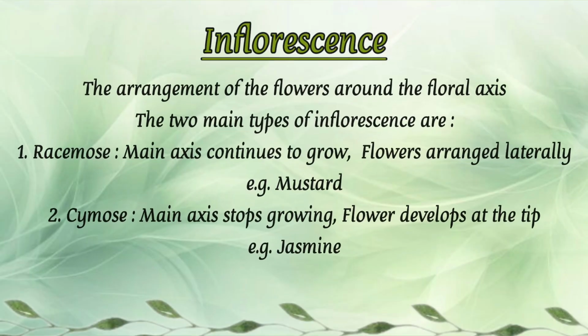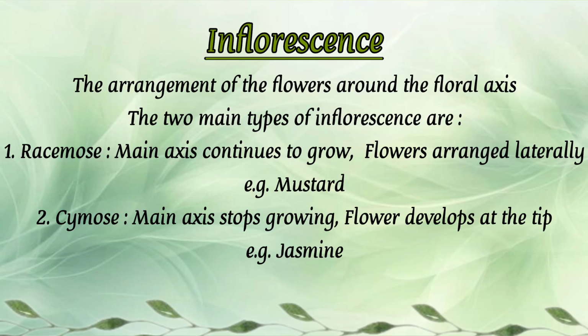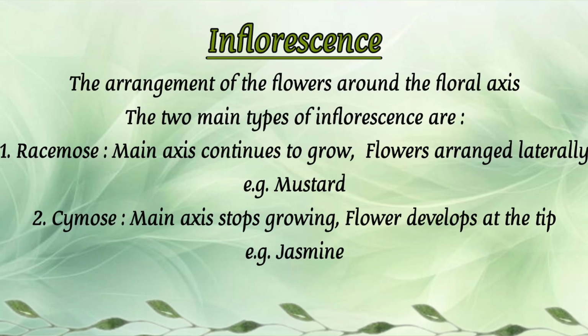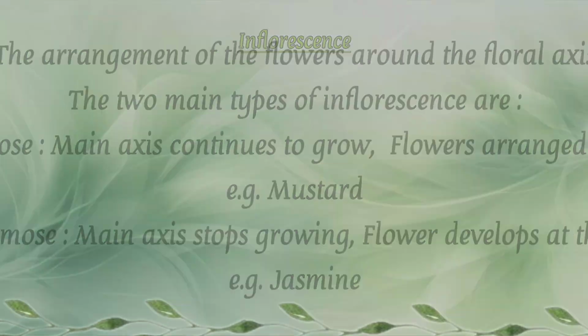Next, we will study inflorescence. Inflorescence refers to the arrangement of flowers on the floral axis. There are two main types: racemose inflorescence and cymose inflorescence. Racemose inflorescence, where the main axis continues to grow and flowers develop laterally, example mustard. Cymose inflorescence, where the main axis stops growing and the flower develops at the tip, example jasmine.